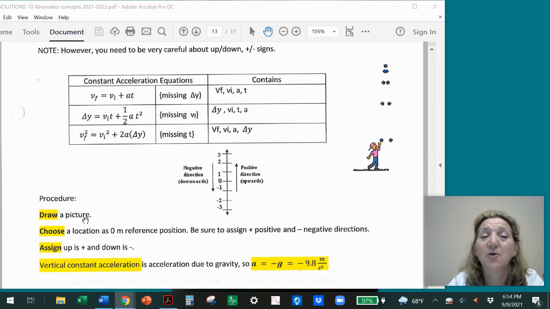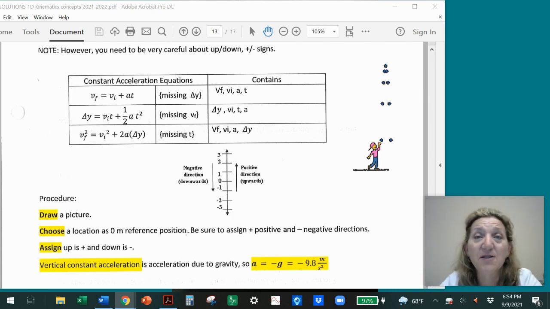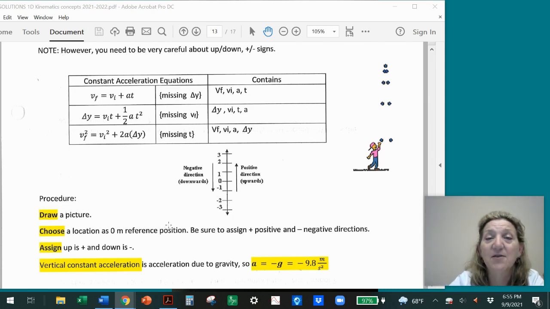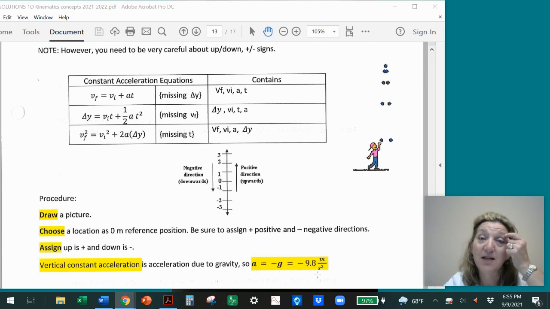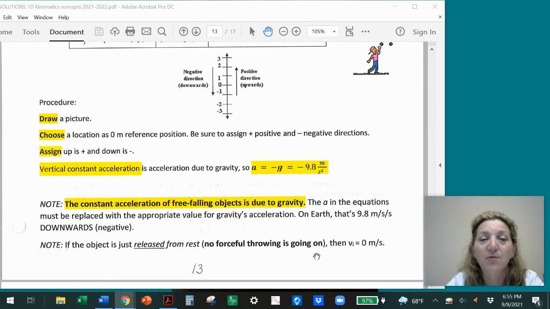Same procedure. Draw a picture, choose a location as a 0 reference point, assign positive and negative directions: assign up as positive, down as negative, and of course have your vertical constant acceleration be that of gravity. Acceleration equals negative g, which equals negative 9.8 meters per second squared, that is the acceleration due to gravity. Note, the constant acceleration of free-falling objects is due to gravity.